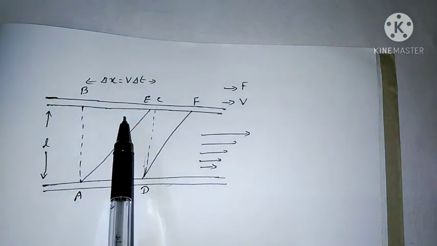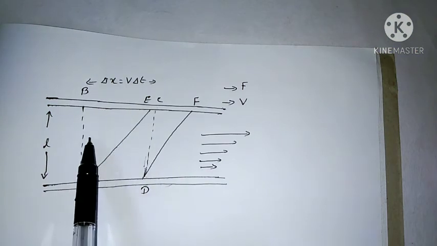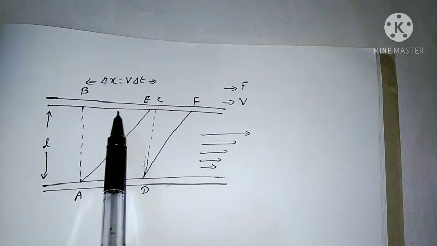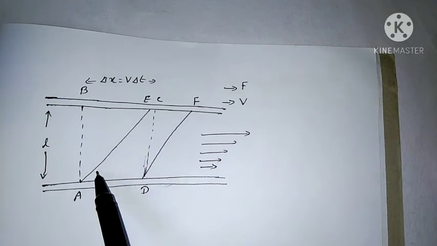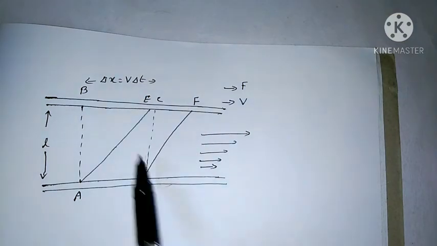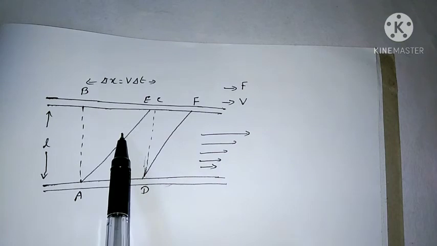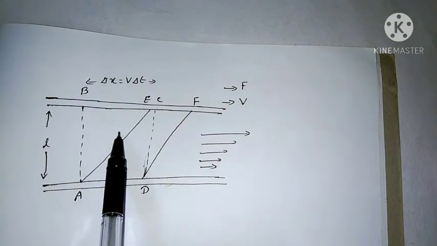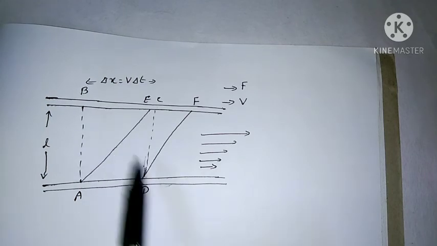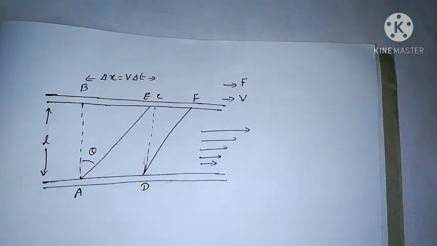During this time interval, the liquid undergoes a shearing strain. That is, the liquid moves away from its original position and attains the shape A, E, F, D. This displacement is known as the shearing strain, and it is noted as theta.